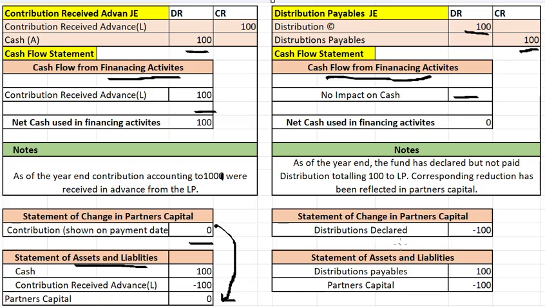In the statement of change in partners capital, we will be mentioning distribution declared as 100, and in the statement of assets and liabilities, the distribution payable will be 100 and partners capital will be negative 100. Thank you.